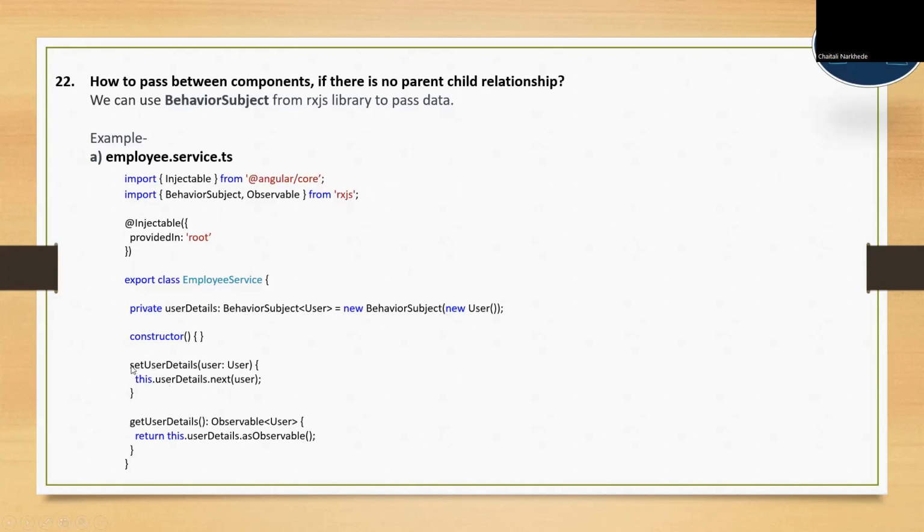And here I am also writing two methods, setUserDetails and getUserDetails. In setUserDetails, I am assigning the value like this.userDetails.next, and I'm passing the value. And in getUserDetails, I'm getting the data as an observable.